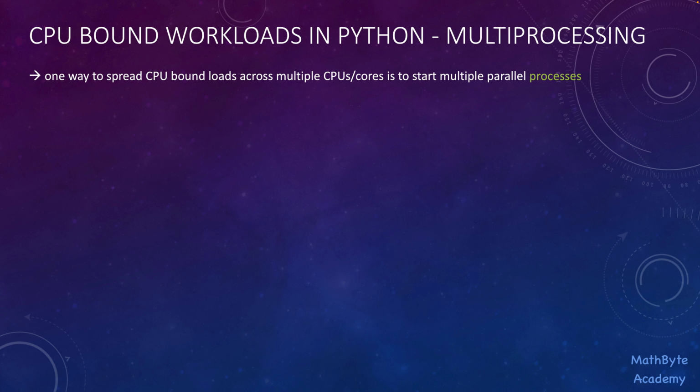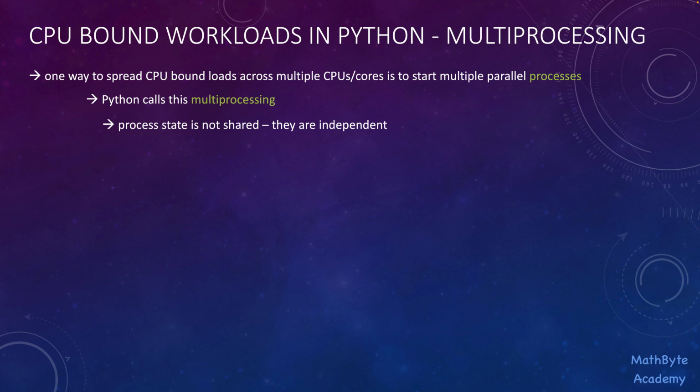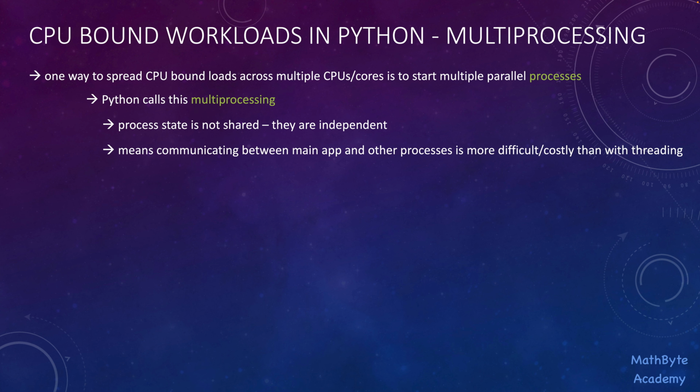Well, we can use multiprocessing. One way to spread CPU-bound loads across multiple CPUs or cores is to start multiple parallel processes. Remember, processes are independent things, and they can run on any of the CPUs or cores that we have. Python calls this multiprocessing. What's important here is that the process state, as we talked about earlier when we discussed processes, is not shared. Processes are independent. This means that communicating between the main app and the other processes that it's spawning is more difficult or costly than with threading because there is no shared state.